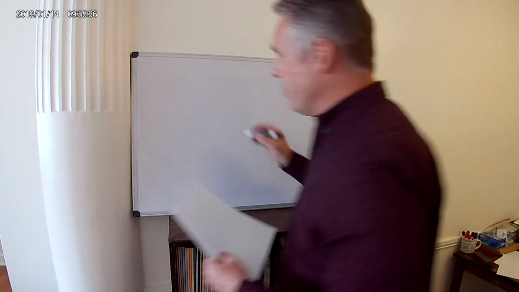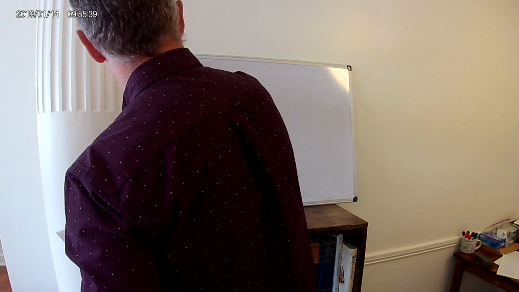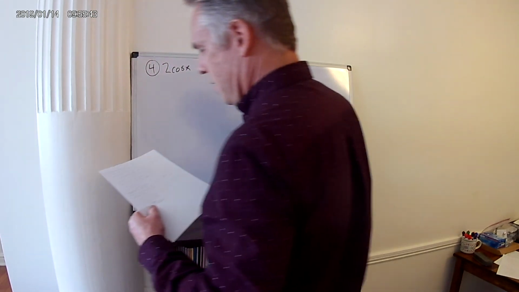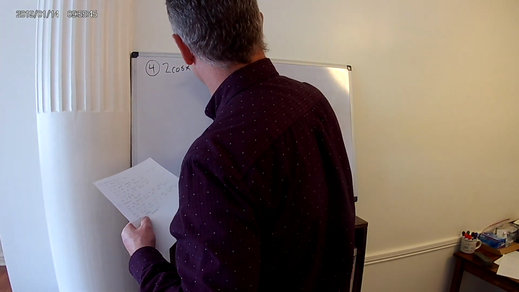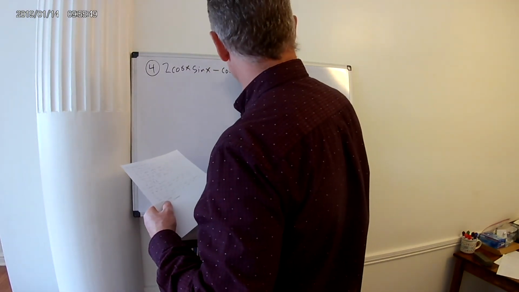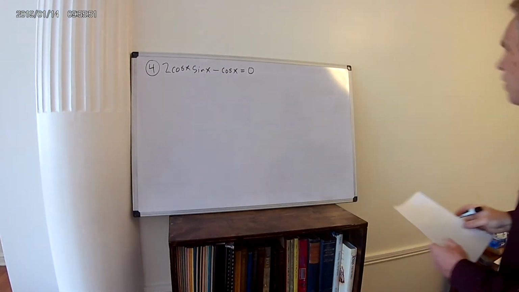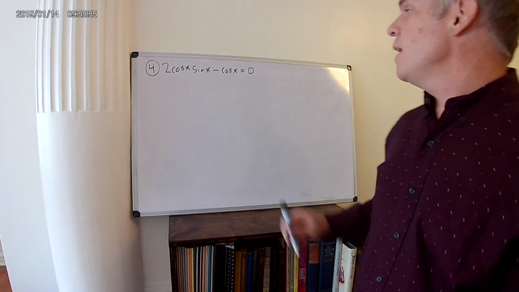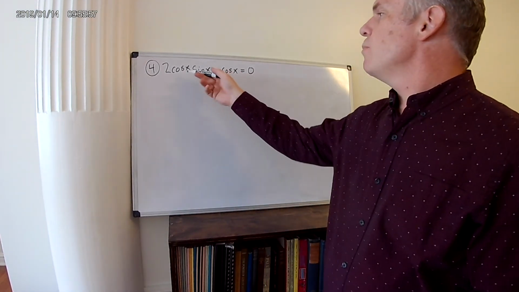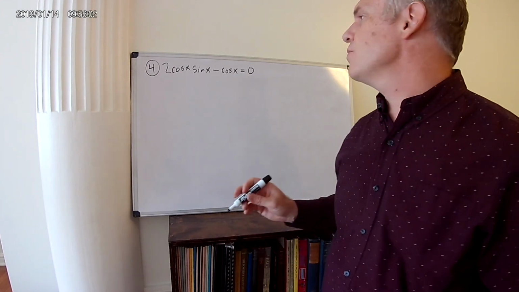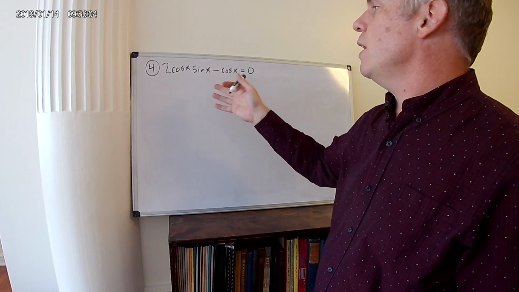Let's consider another trigonometric equation. And this equation is a little more complex. 2 cosine x times sine x minus cosine of x equals 0. We want to solve this equation for x. Now this is trickier because we have both cosines and sines involved, and it looks like it might be pretty hard to isolate. How do I isolate?